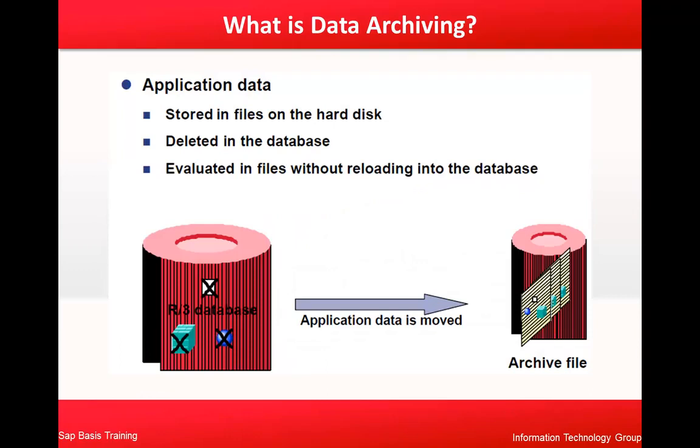What is archiving? Application data is stored in files on the hard disk, which is deleted in the database, and evaluated in files without reloading the database. Here you can see this is your R3 database. This data needs to be archived. For archiving, step one, we need to store this in files on the hard disk. Once it is stored, we know it is there, then we delete it in the database and evaluate it in file without loading into the database.